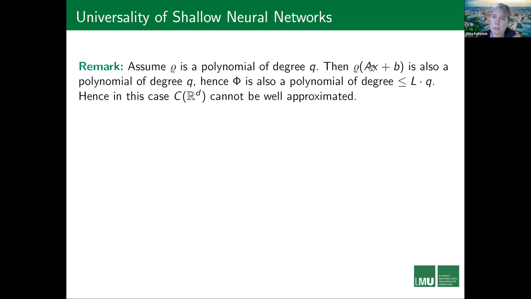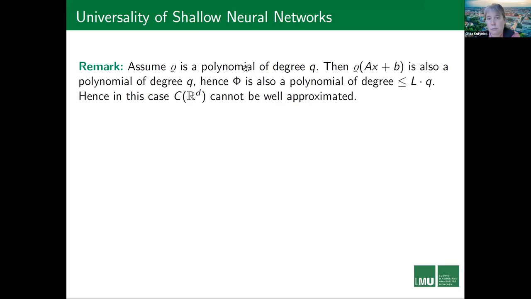Now, this is linear, and then I have a polynomial. So if this is a polynomial of a certain degree Q, then my realization, if this is my tiny neural network, and if I take L layers of that, I will get a polynomial of degree L times Q. I cannot go beyond that.